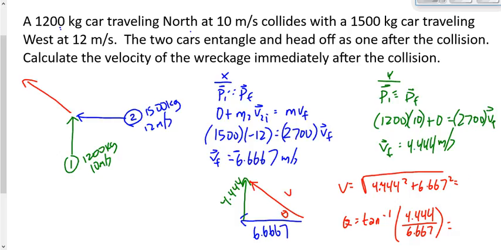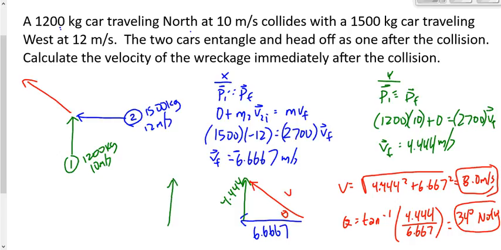V works out to be 8.0 meters per second, and theta works out to be 34 degrees. This would be north of west. If you had drawn it the other way, you would have gotten not 34 degrees north of west, but rather an angle of 56 degrees west of north, which also would have been correct, right? Equally as correct. Okay?